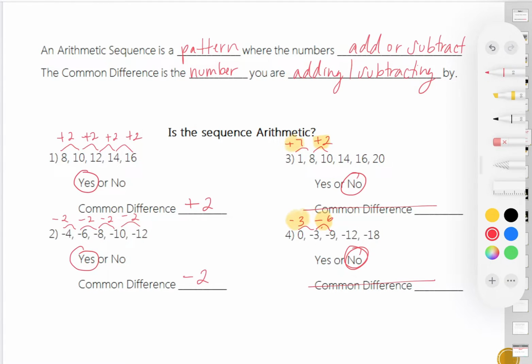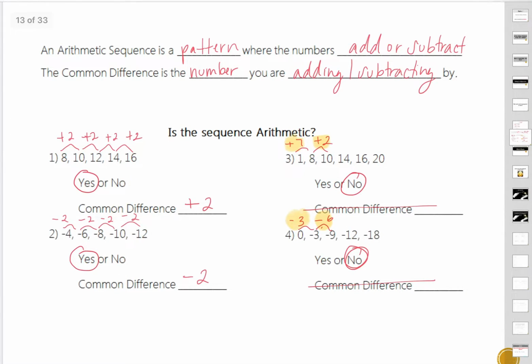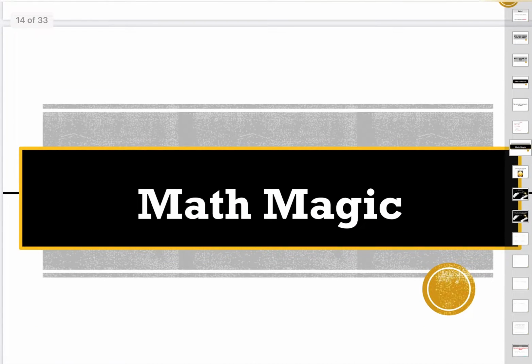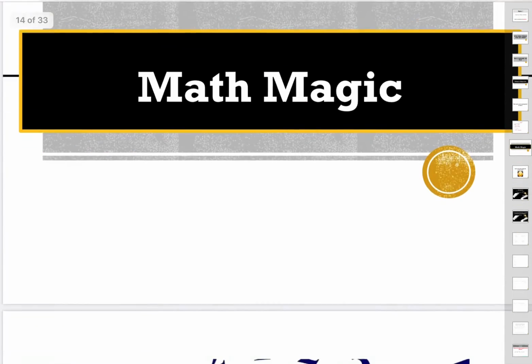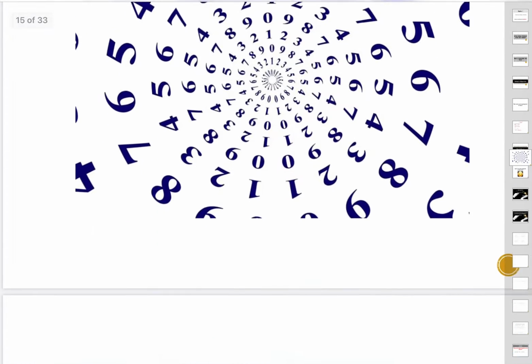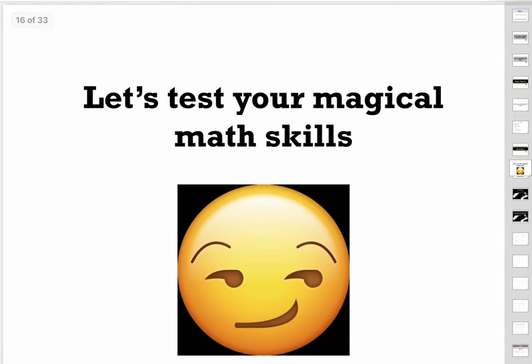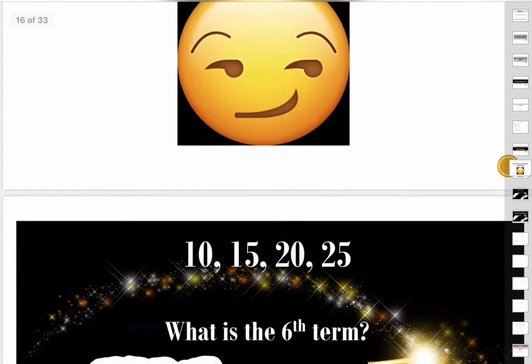Okay, so this is what we're going to mess with today. We have a list of numbers, and we have an arithmetic sequence, which means that there is a pattern or a common difference that we use to add or subtract these numbers. So what we're going to do today is a little bit of math magic. What that means is we're going to test your math skills. Let's see how smart you are here.